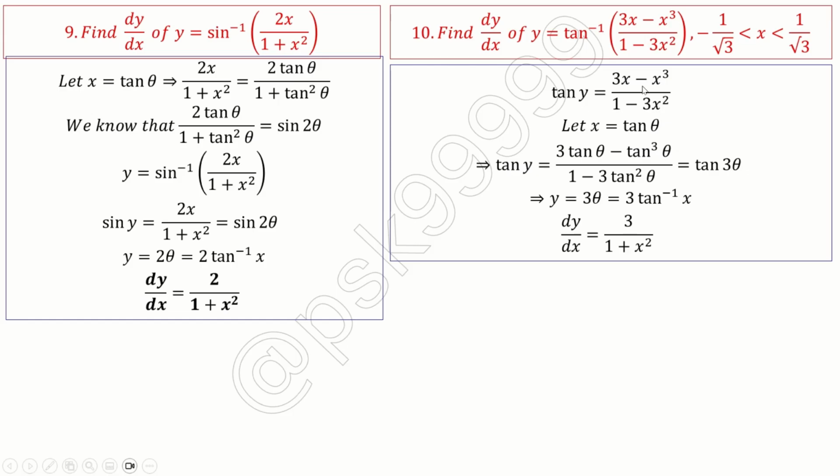So tan y is this value. Let x equal tan theta. This is nothing but tan 3 theta. So y equals 3 theta or 3 tan inverse of x. So dy by dx equals 3 by 1 plus x square. This is how we should solve these trigonometric derivations.